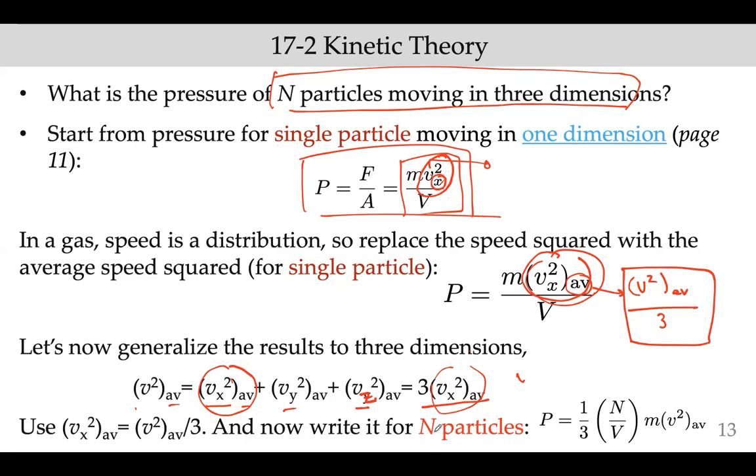Now write it for n particles. What you will do is just multiply this. This was 3 dimensions, but 1 particle. If I multiply by n, then it will be for n particles. So we have n divided by V here, we have 1/3 here, and the rest is m times v squared average. As you can notice, there's no x here because now we are in 3 dimensions. So this is the definition of pressure in 3 dimensions for n particles.